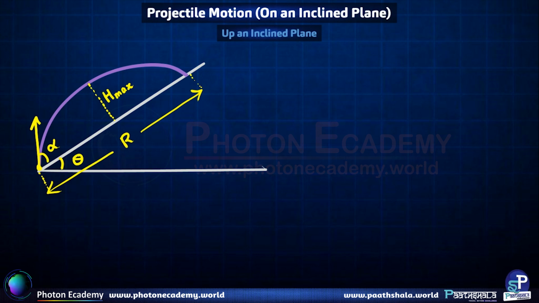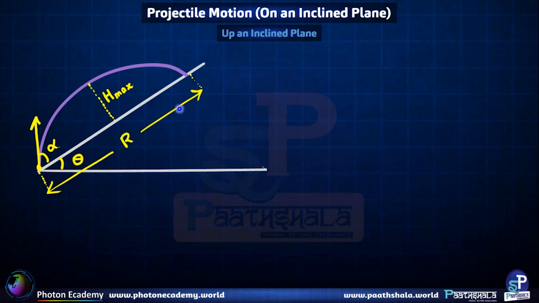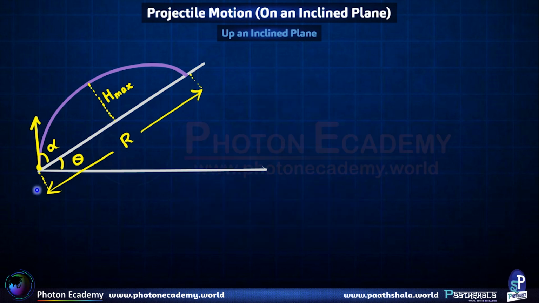H max is the maximum height attained by the object with respect to the inclined plane. R is the range of the object. So range is nothing but the distance from the point of projection to the point of landing. And u is this vector u, which happens to be the velocity of projection.